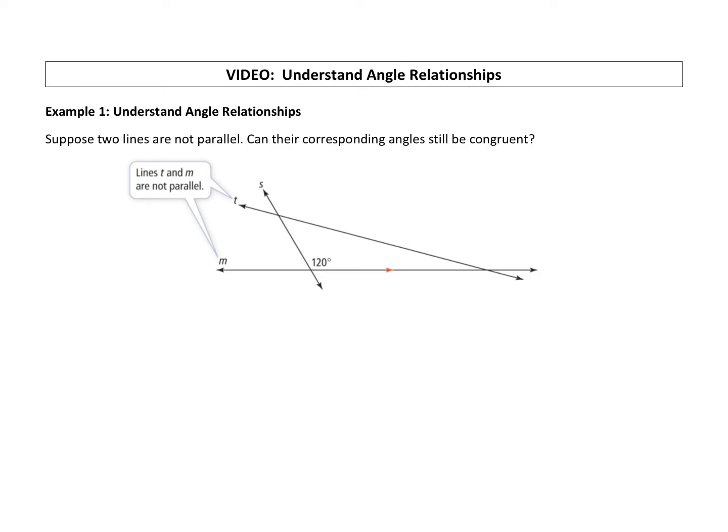Work on understanding angle relationships in this video. Our example: suppose two lines are not parallel. Can their corresponding angles still be congruent? So if you look at the picture, we're told that lines M and T are not parallel. So whether or not lines are parallel, you still have those angle pairs, the relationships.